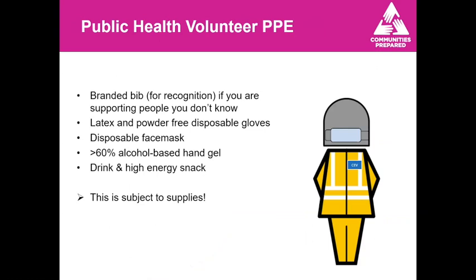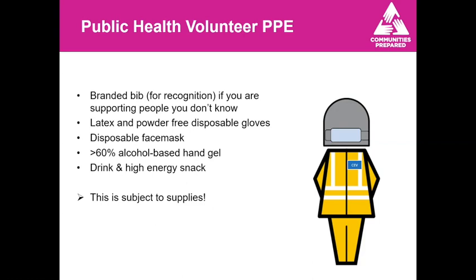Okay, I mentioned public health volunteer PPE, or personal protective equipment. At the community emergency volunteer level, we have branded bibs for recognition. So if we're going around knocking on doors of people who may not know us personally, we have bibs with town council community emergency volunteers on them, so it's pretty obvious where we've come from. Even though we've got our bibs on, we would not enter into somebody's house, for the reasons I mentioned previously.